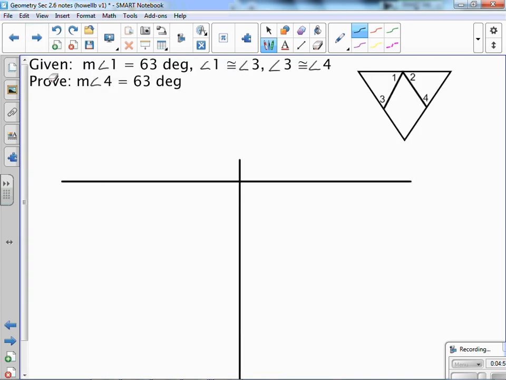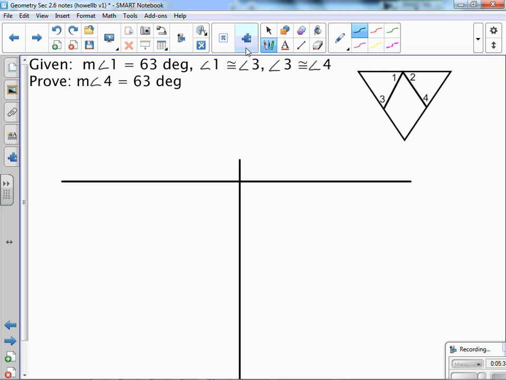Alright, so then we've got another one. This one's got some numbers in it, so usually it makes it a little simpler to see it if you can see numbers and see the math. So given that the measure of angle 1 is equal to 63 degrees, angle 1 is congruent to angle 3, and angle 3 is congruent to angle 4, prove the measure of angle 4 is equal to 63 degrees. So when we look at the information that's given to us, angle 1 is 63, we want to prove that angle 4 is 63. So if we can prove that 1 and 4 are the same, then we can switch over to say that 4 is 63 degrees.